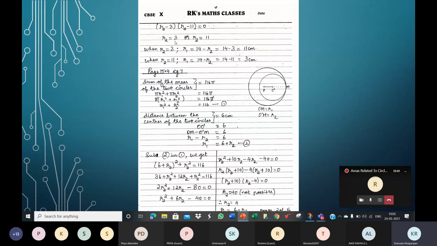So on solving, we get R2 is 3 or R2 is 11. So when R2 is 3, R1 is 14 minus 3, 11 centimeters. When R2 is 11, R1 is 14 minus 11, 3 centimeters. So the radii of the two circles are 11 centimeters and 3 centimeters, or 3 centimeters and 11 centimeters.